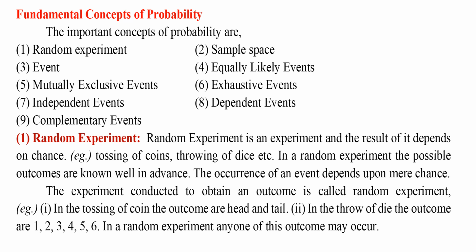1. Random experiment. Random experiment is an experiment whose result depends on chance, e.g., tossing of coins, throwing of dice, etc. In a random experiment, the possible outcomes are known well in advance. The occurrence of an event depends upon mere chance. The experiment conducted to obtain an outcome is called random experiment, e.g., in the tossing of a coin the outcomes are head and tail. In the throw of a die the outcomes are 1, 2, 3, 4, 5, 6. In a random experiment any one of these outcomes may occur.